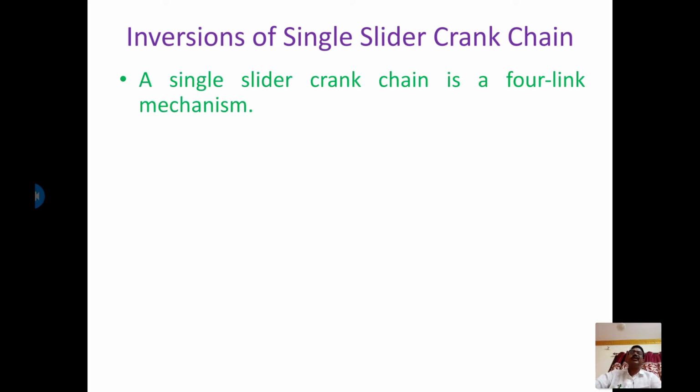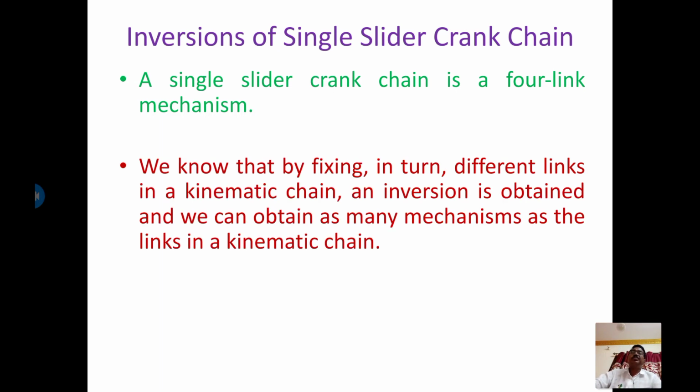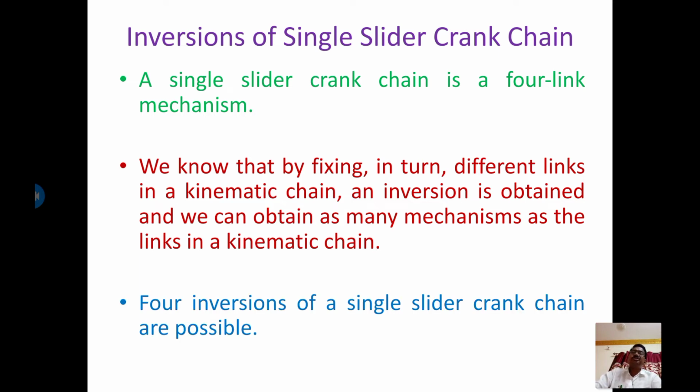A single slider crank chain is a 4-bar mechanism, or 4-link mechanism. It has 4 links with one sliding pair and 3 turning pairs. Then it is called a single slider crank chain. Now, by fixing different links in different positions, different mechanisms are obtained. That is inversion of a mechanism. 4 inversions of a single slider crank chain are possible.